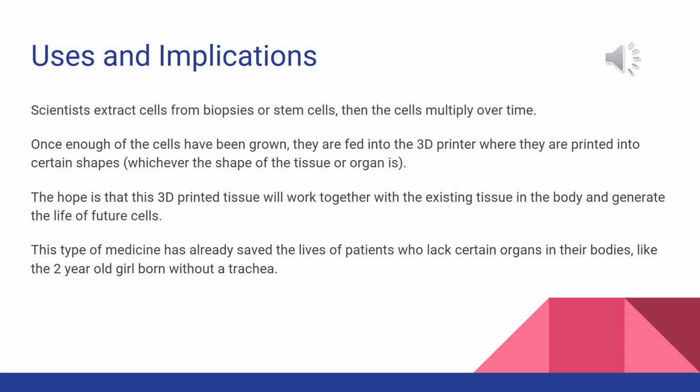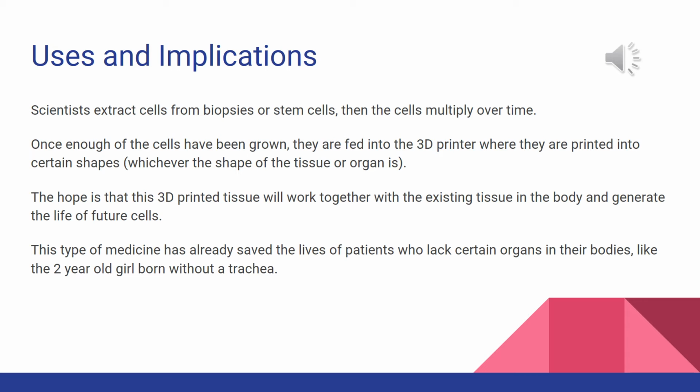Traditionally, the way 3D objects are printed is done in a way where raw materials are extracted and they're put together in a certain manner or form in which the 3D object is created. In a medical use, it's a little bit different. Scientists extract the cells from biopsies or stem cells and then put those cells in like a dish, and the cells multiply over time. Once there's enough cells that have been grown, they are fed into the 3D printer where they are printed into certain shapes, whichever shape of the organ or the tissue is.